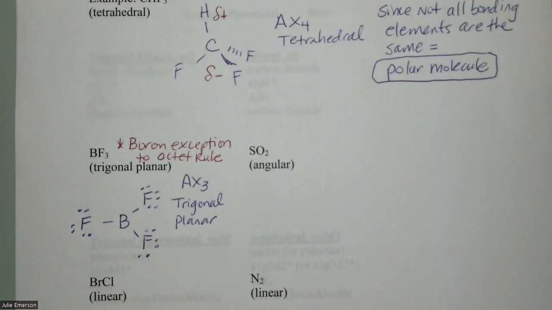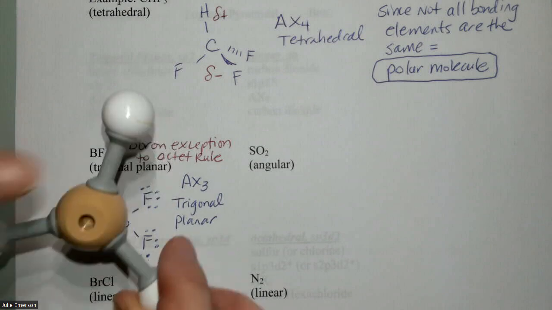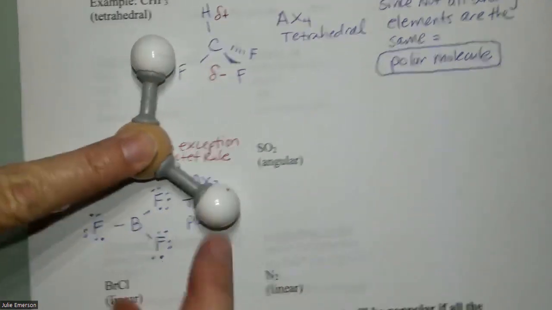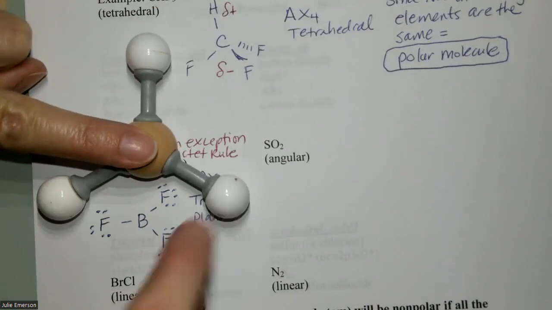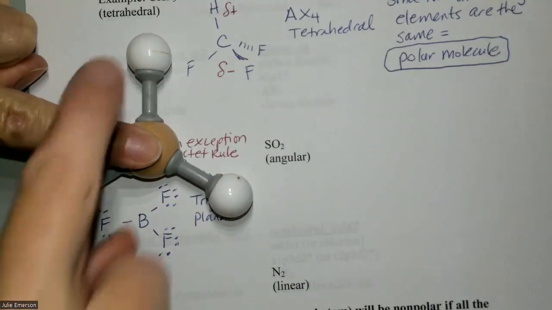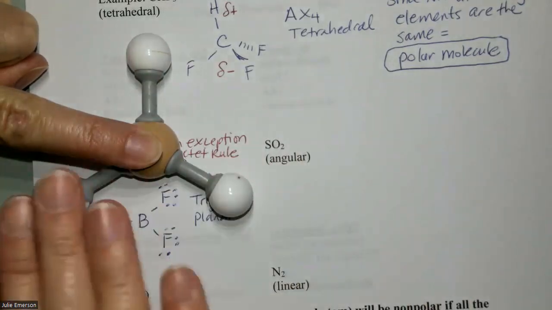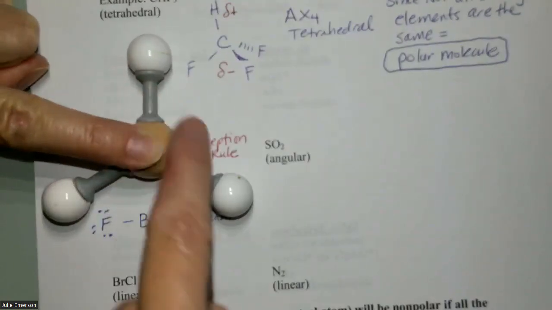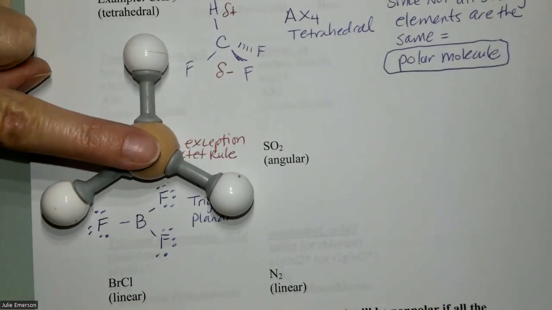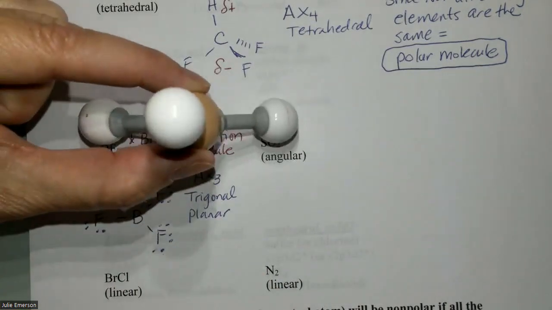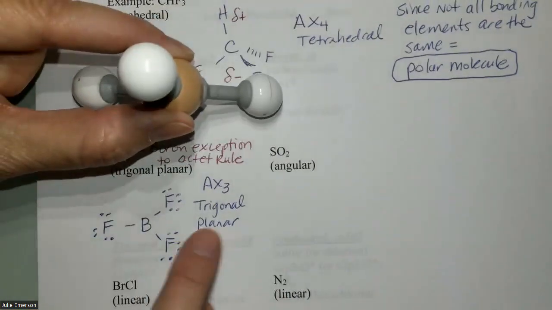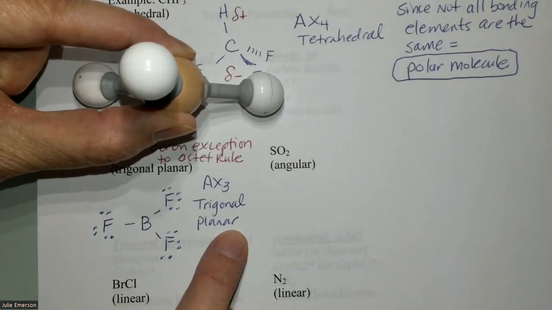It's just a plane. The boron, right? If I look at it, this is my boron. It's almost like a fidget spinner that I remember from days ago. There's my 1, 2, 3 fluorines in a plane. The bond angle here is 120. We can't make that any better. We're just going to keep that right there, 120 degrees. So that's why it's trigonal planar, not pyramidal, right?